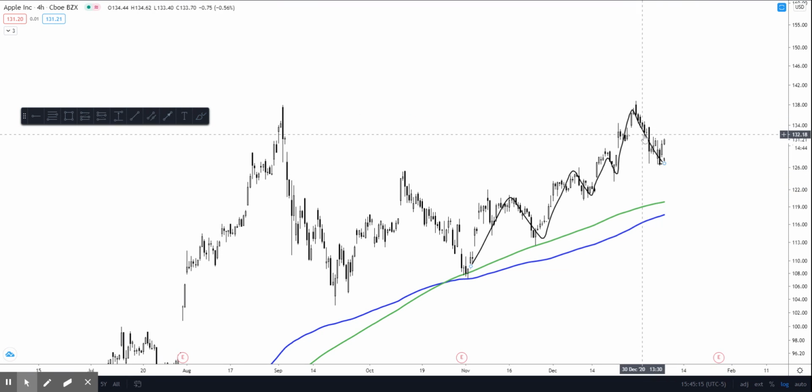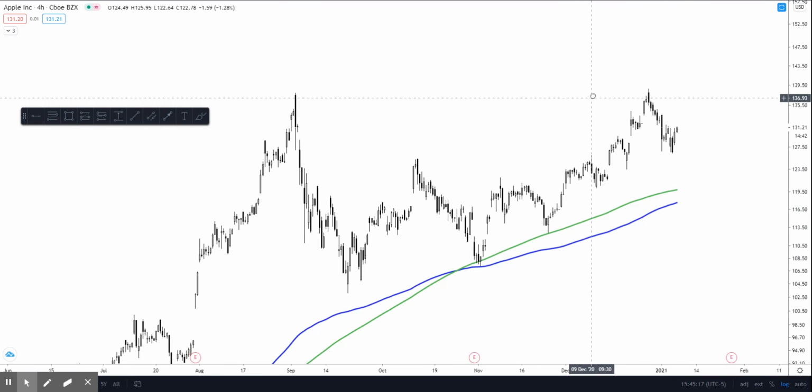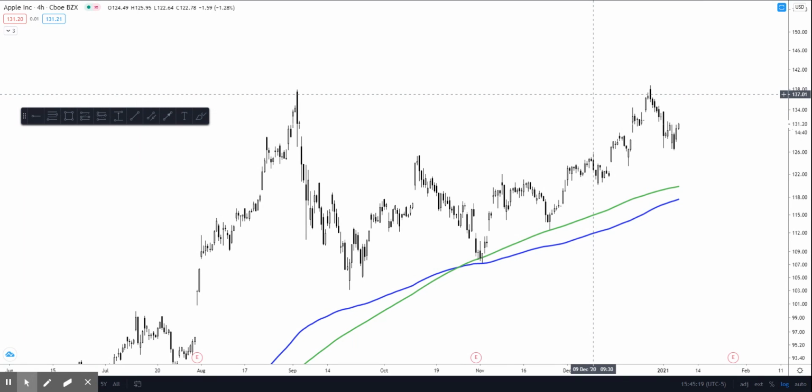All right, so it's not complicated by any means. It's a very simple analysis. With higher highs and higher lows, you have an uptrend. With lower lows and lower highs, you have a downtrend.